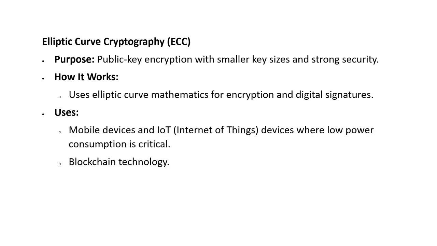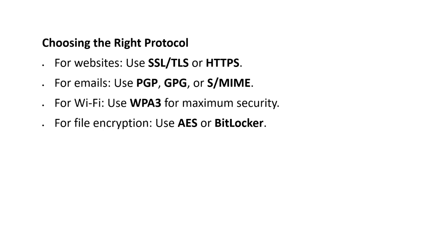12. Elliptic curve cryptography, ECC. Purpose: public key encryption with smaller key sizes and strong security. How it works: uses elliptic curve mathematics for encryption and digital signatures. Uses: mobile devices and IoT, Internet of Things, devices where low power consumption is critical. Blockchain technology.